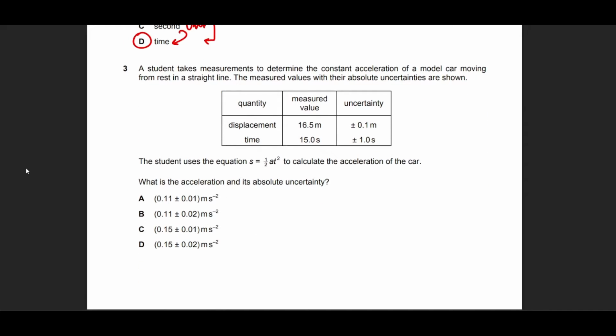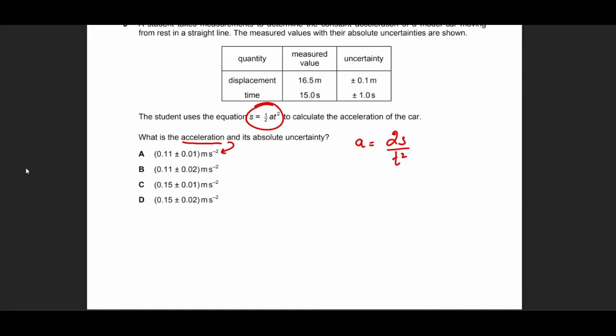Similarly, question number 3 requires a bit of mathematical manipulation. First, we want to see what he is trying to find out. He's trying to find out the acceleration by looking at the units of all the options. So I can see that from this equation, I first need to make the acceleration the subject of the formula. So this is going to be A equals 2s divided by t square. Now, very easily, I can find the error function as well because I need to find the absolute uncertainty as well. So the error function is going to go something like this.